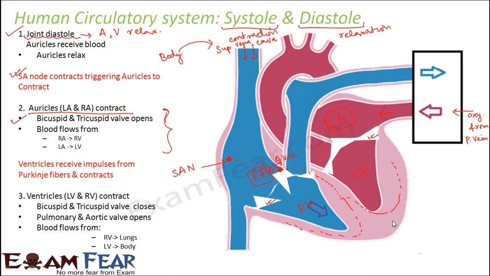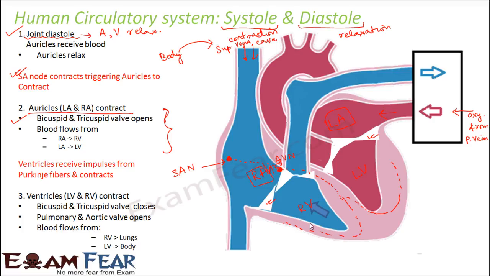Okay. So now these signals reach the ventricles through the Purkinje fibers. Now once the ventricle recognizes this impulse, the ventricles also tend to contract. Now what happens when the ventricles contract? Please remember that as soon as all the blood has entered into the ventricles, this valve closes, that is the bicuspid and the tricuspid valve will close. Now once these valves have closed, after that what happens? The ventricles receive the electrical impulses through the Purkinje fibers and they tend to contract.